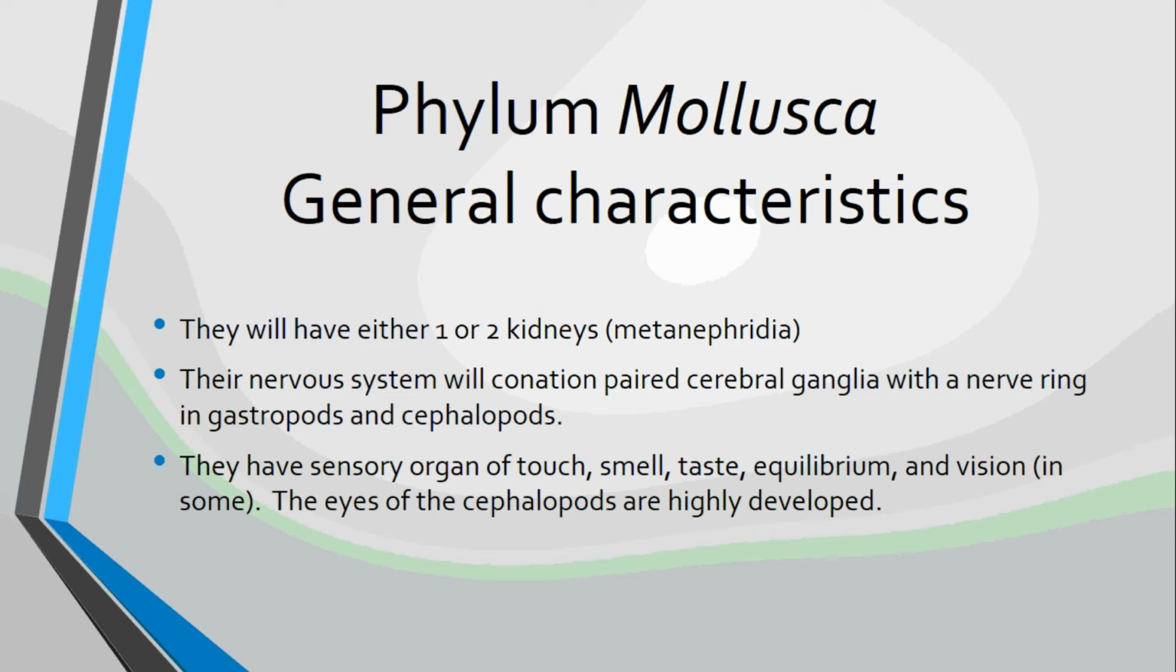The nervous system will contain paired cerebral ganglia with a ring nerve or a nerve ring in gastropods and cephalopods. That means the bivalves are going to have this paired ganglia, a very small collection of cells that act as a brain. Then we go to gastropods and cephalopods, and they're going to have a ring of neurons that is going to act as their brain.